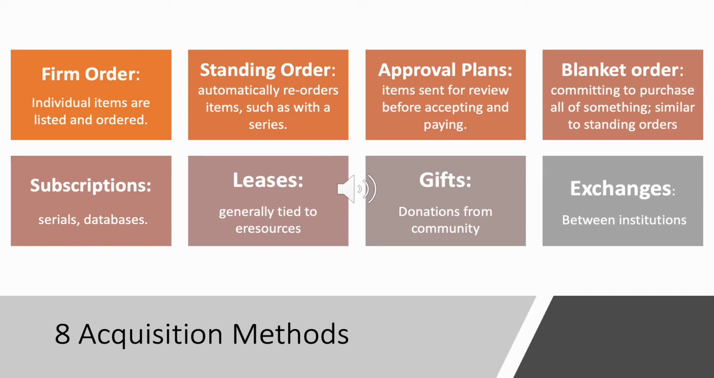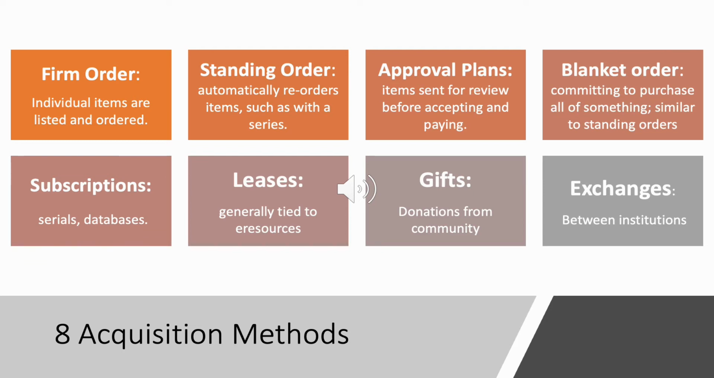We need to be able to order materials effectively and efficiently. When we look at all the different acquisition methods, we're talking about how libraries do their shopping. And it's pretty much like how we do our shopping at home, but some technical names are attached to the methods. The first one is the most direct method, known as a firm order.